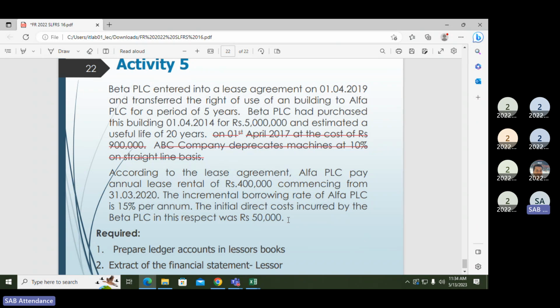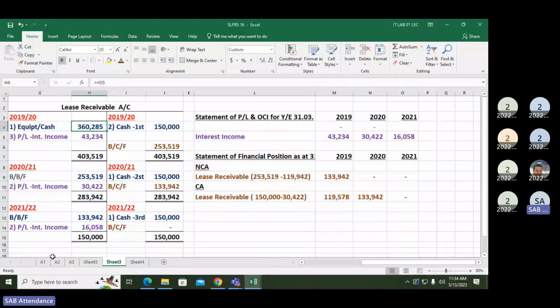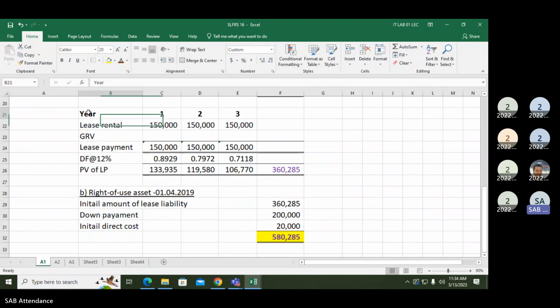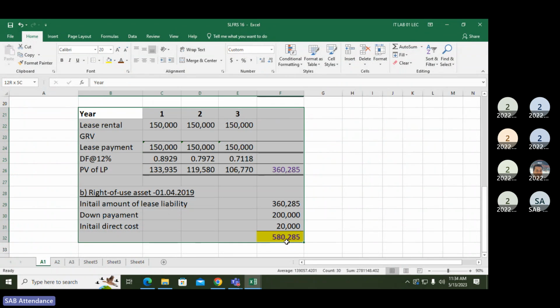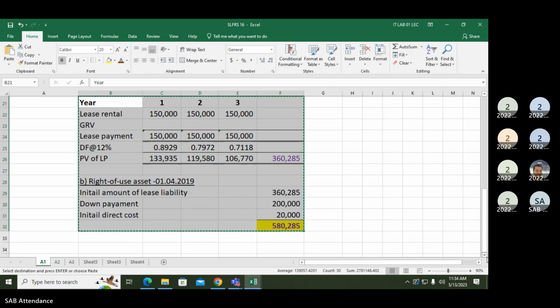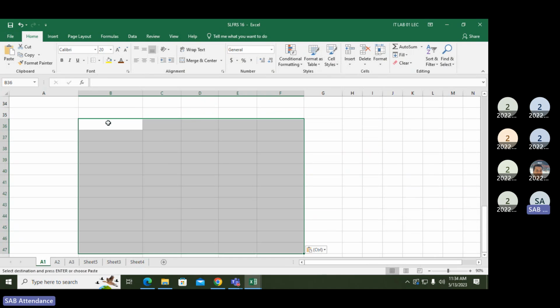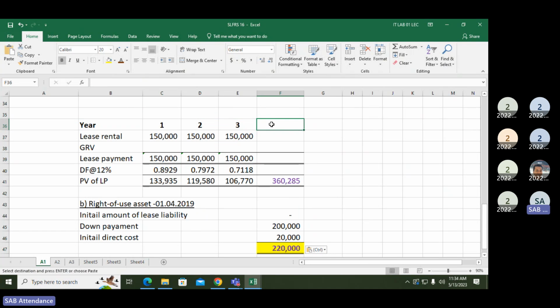So then make it complete, right? You can see the same transaction, how it is accounted by lessee and the lessor. Prepare the ledger account. The question asks only the lessor, right? Now if you take how it is going to be accounted in the lessee's book, from the lessee's point of view, you need to identify the present value over the 5-year period.